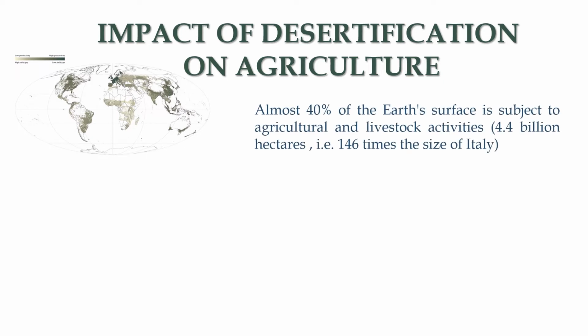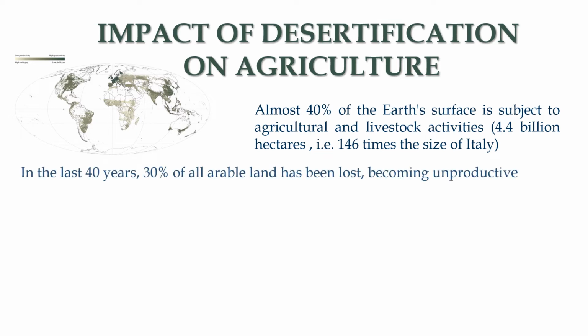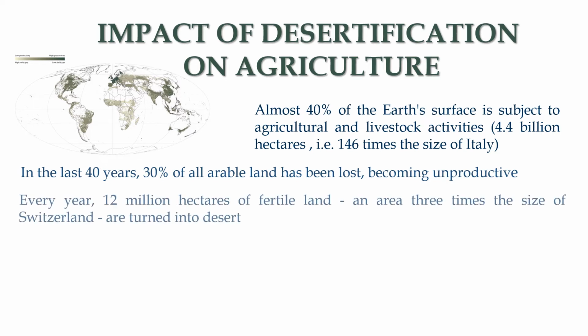What is the impact of desertification on agriculture? Almost 40% of the Earth's surface is subject to agricultural and livestock activities, that is, 4.4 billion hectares, 146 times the size of Italy. But in the last 40 years, 30% of all arable land has been lost, becoming unproductive. Every year, 12 million hectares of fertile land, an area 3 times the size of Switzerland, are turned into desert.